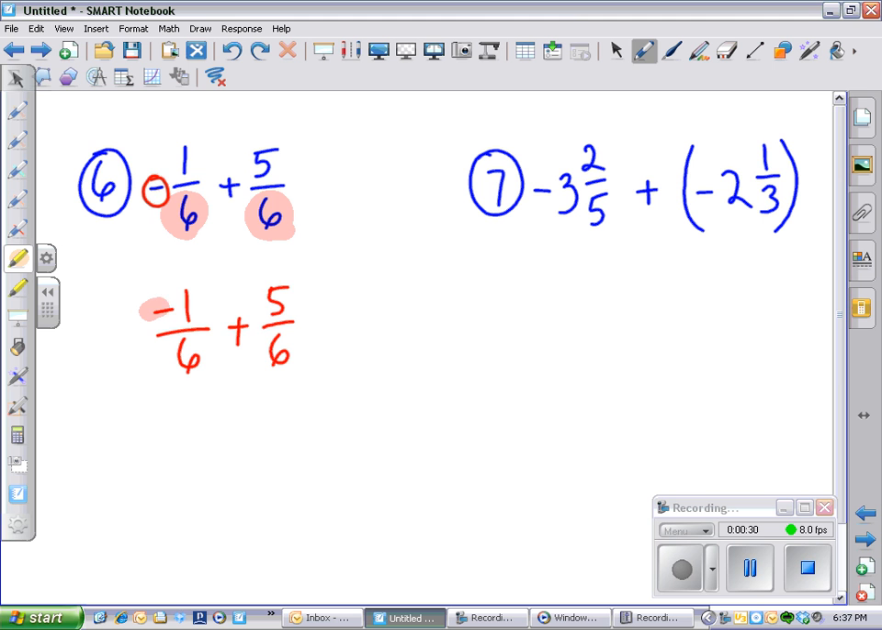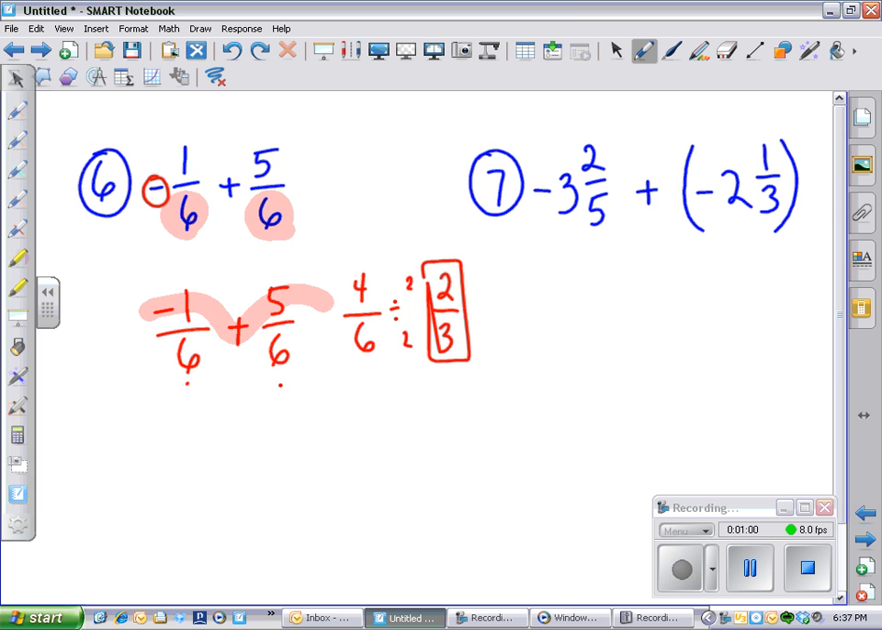And then in that case, all we have to do is treat it like it's one of our integer problems that we've done before. Negative 1 plus 5 is 4, and then we're working with 6, right there, 6. We can reduce this by dividing by the greatest common factor they share, and we get 2/3 for our final answer.